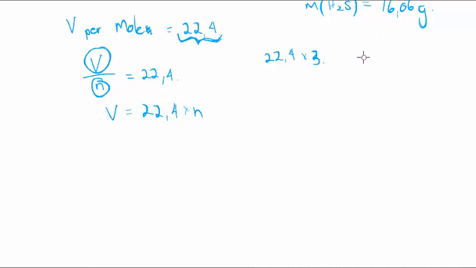So we need to calculate the moles. The moles of H2S is the mass divided by the molecular mass. The mass we calculated as 0.6, the molecular mass of this was 34. How many moles is that, please? That is what I'll multiply 22.4 with, and then what do I get? 10.58. Okay.